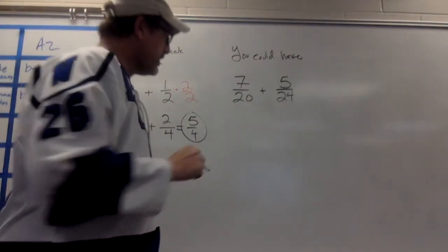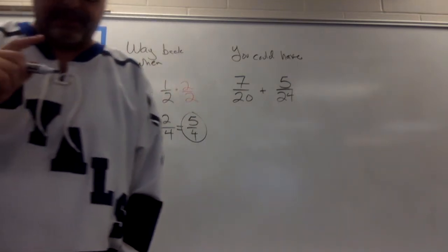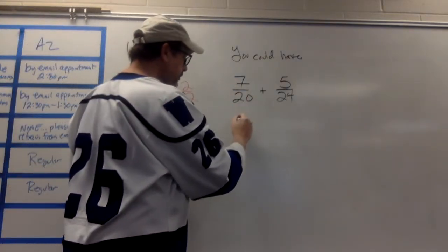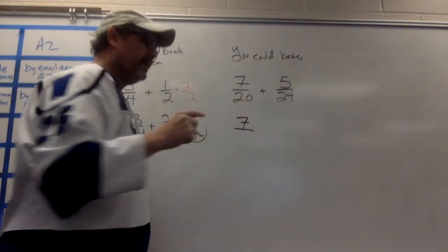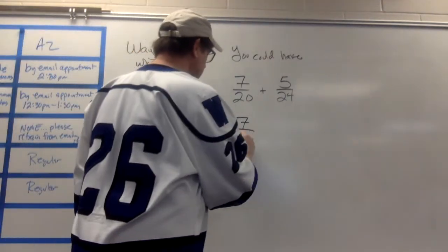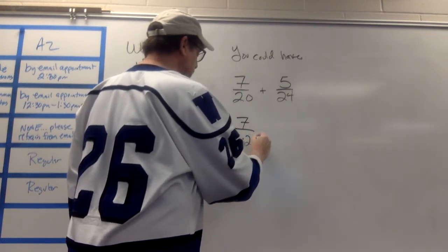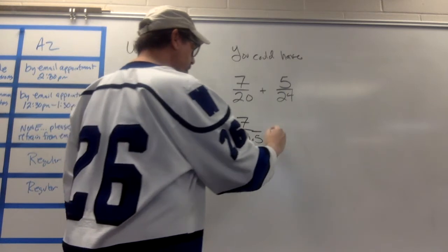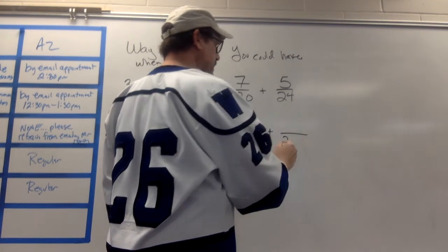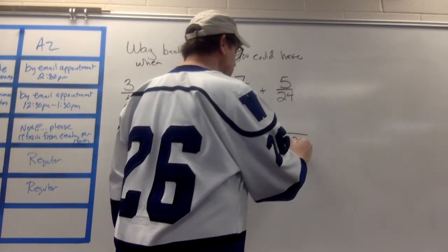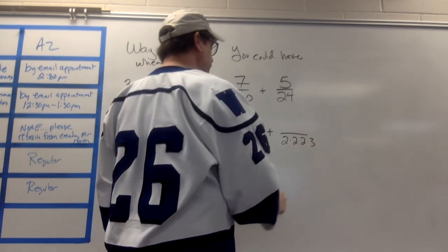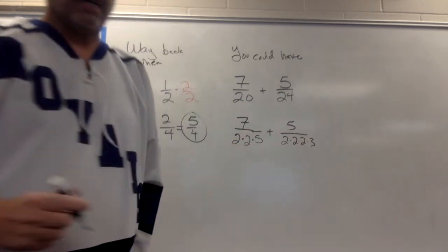Now, one way that you could have done this back in the day, and this is going to fit into what we're doing now. 20 does a factor tree, as you call it, of 2 times 2 times 5. There you go. That's 20. 24 is, let's see, 2 times 12, which is 2 times 2 times 3. Let me see if I did that right. 4, 8, 24. That's correct. So I've factored this out.